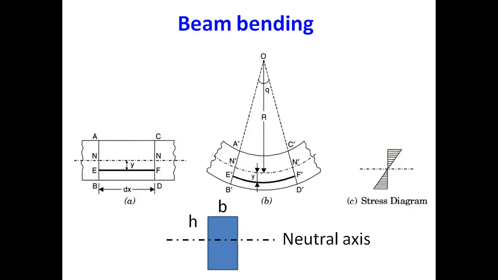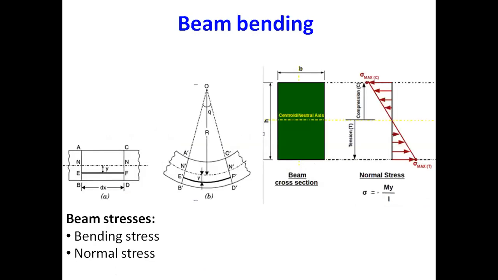Now, when the beam is subjected to loading, it would bend, and because of bending, there would be compression, there would be tension. So we are talking about compression, tension, bending. What kind of stresses would be inside the beam? In order to discuss that, as the stresses are because of bending, we call them bending stresses.